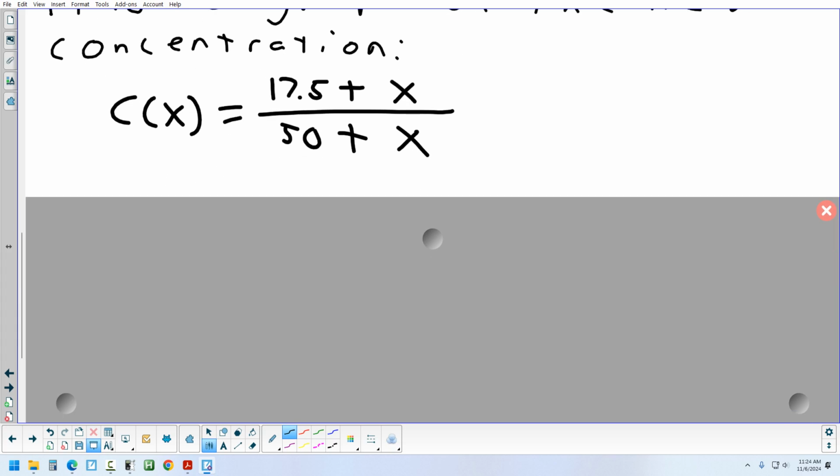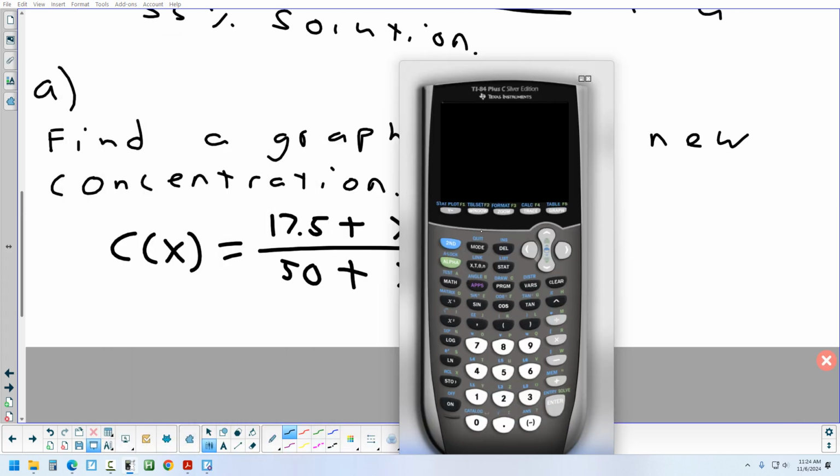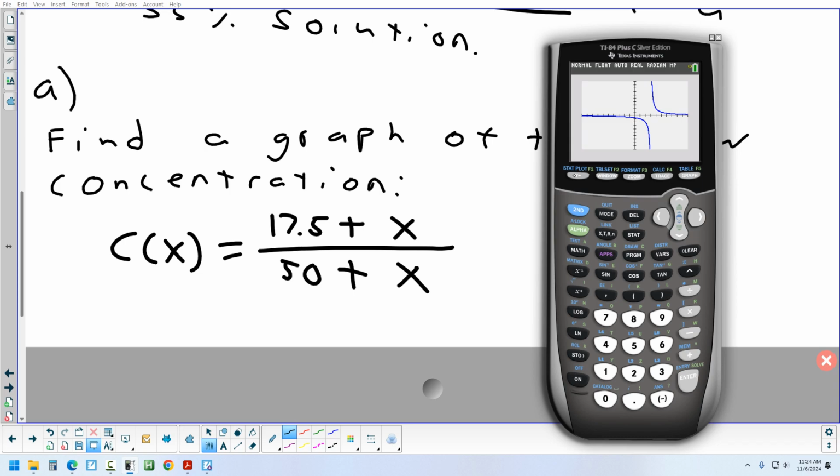Okay. All right, so there's our formula. Let's set up a graph. So we're going to type in 17.5 plus x divided by 50 plus x. All right, let's think about x a little bit. That's the amount of acid that we're going to add.